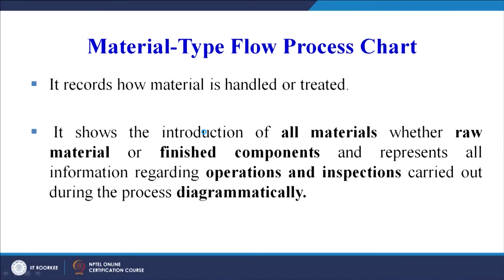Now, the material type flow process chart records how the material is handled or treated. It shows the introduction of all materials, whether raw material or finished components, and represents all the information regarding operations and inspections carried out during the process diagrammatically. So it is also one form of flow process chart, and we will try to understand it with the help of a case study. If you remember, in our previous session we took one case study related to the material type of flow process chart.